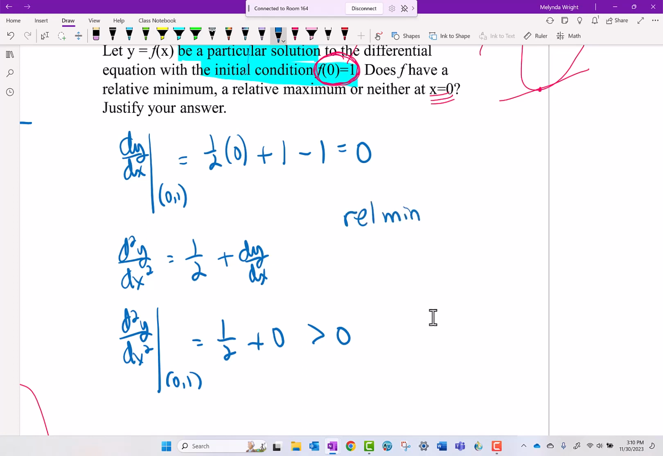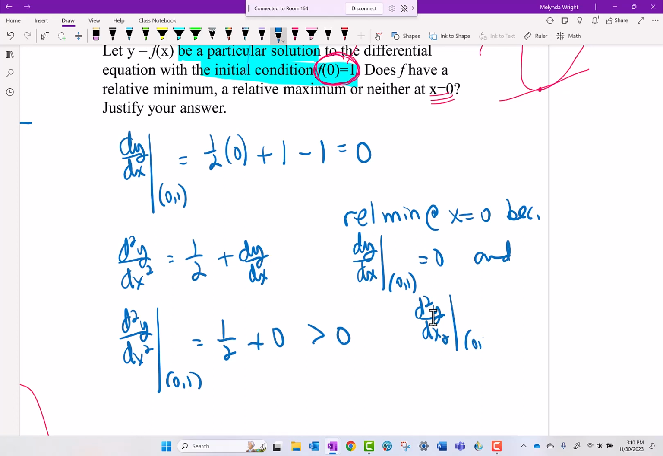We got a relative min at x equals 0 because, and unfortunately we have to write this kind of notation, dy dx at 0, 1 is 0, and d2y over dx2 at 0, 1. And of course I put the 2 in the wrong place again. Who knows why? There we go. Is 1/2, which is greater than 0. And that's my justification.